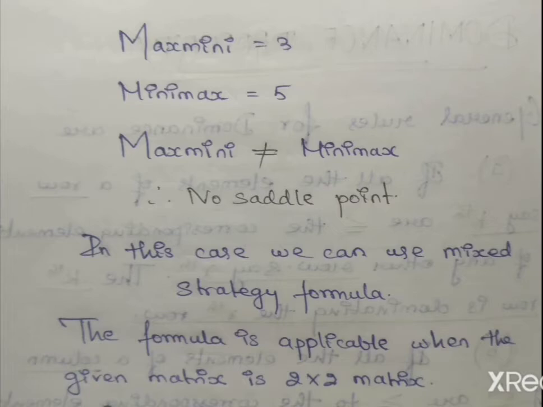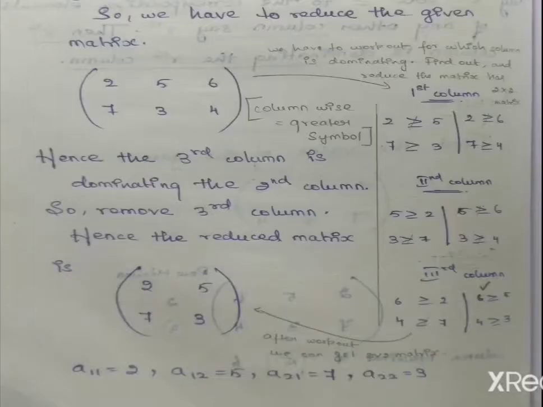So the given 2 by 3 matrix is going to be reduced to a 2 by 2 matrix. That means you have to reduce one column. Column-wise, we have to use the greater than or equal to symbol. Keep that in your mind, it is very important. When you have to reduce a column, use the greater than or equal to symbol. Suppose you have to reduce rows, that will be the less than or equal to symbol. So you have to listen step by step.